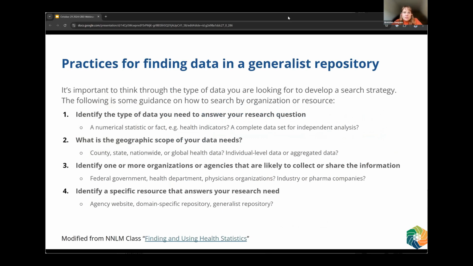So before diving into a search, you can take a minute to think about what the data you're interested in is and where it might be located. Identifying the type of data you need to answer your research question might be a first step. Like we talked about a little bit ago, your data may be quantitative, it may be qualitative, it may be text or statistics or a spreadsheet, or it may be images, multimedia, or code. So thinking about what type of data you're looking for can help you to start to formalize your query.